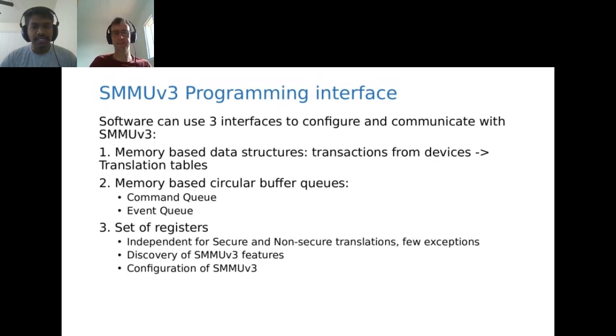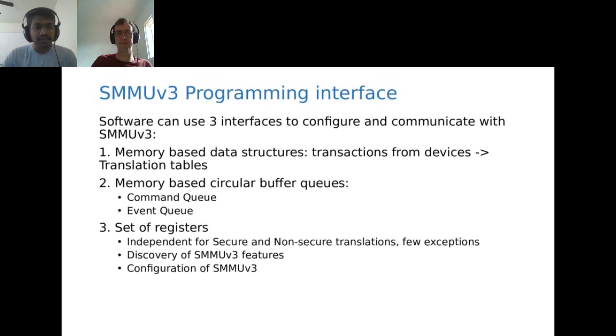SMMU V3 has 3 sets of interfaces, all of which are necessary for the driver to communicate with the IP, to configure it, and help us perform the memory translations, address translation. First, being the memory-based data structures. This is what helps us with the address translations. And since it's memory-based, that means it can support a very large number of translation contexts.